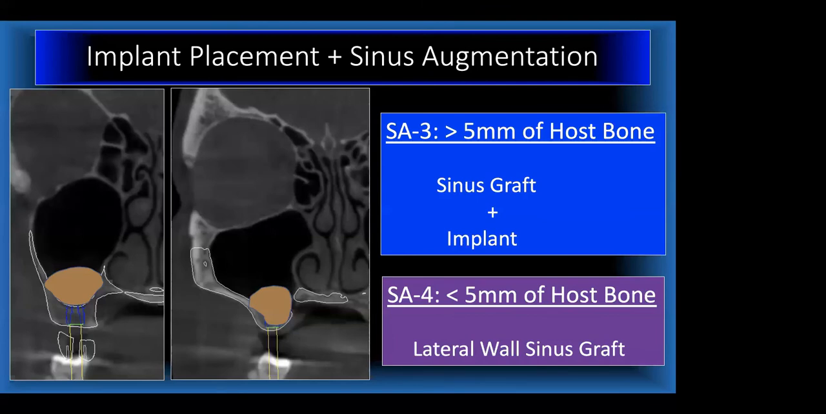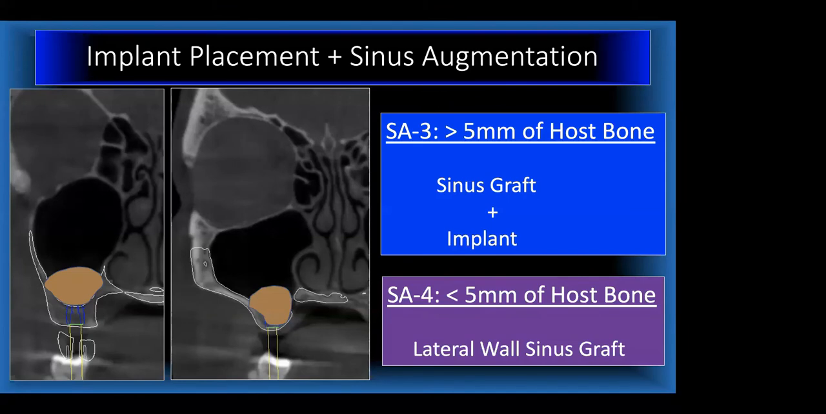Now, why is 5 millimeters or more needed? Because when you place the implant, the primary stability of that implant is achieved by the crestal bone. Because there is very little crestal bone in the posterior maxilla, such as in the number 14 area, you would put an implant in and it would be basically floating in space because there won't be enough strong bone to hold it in.